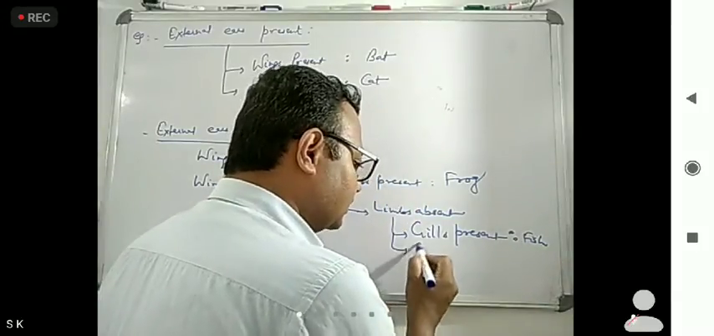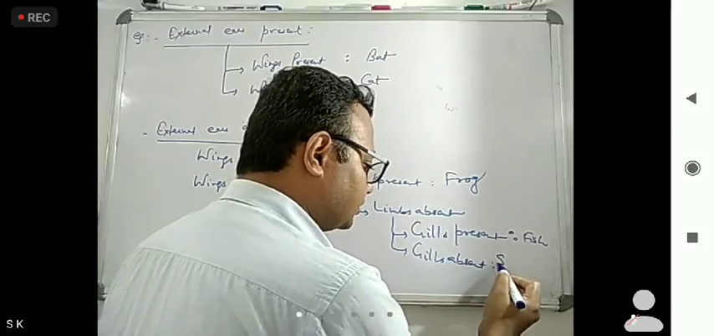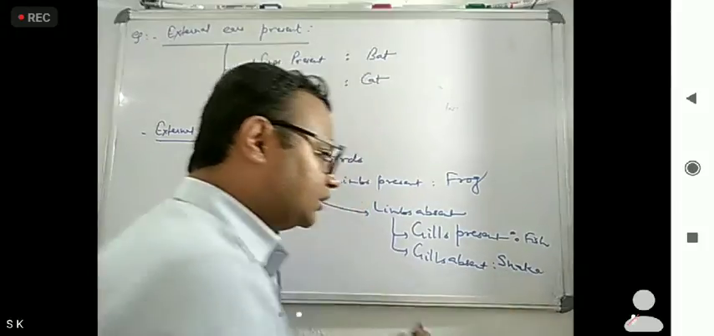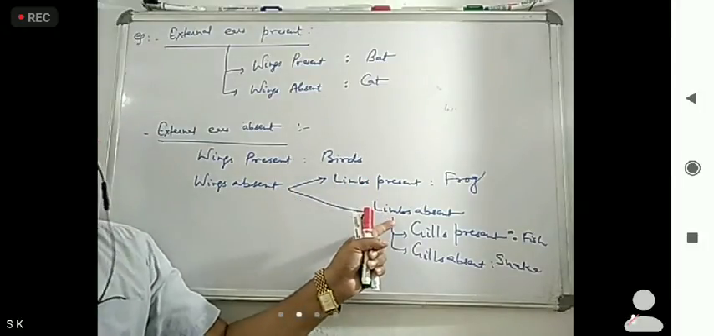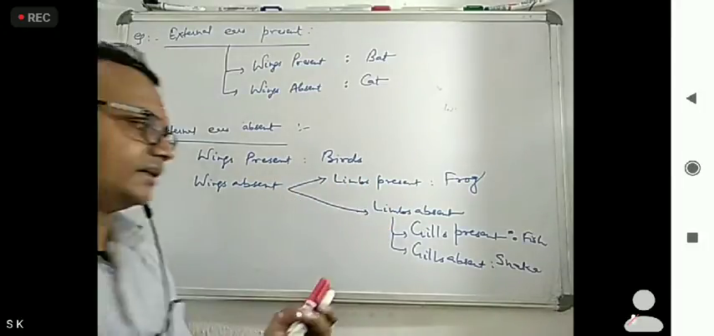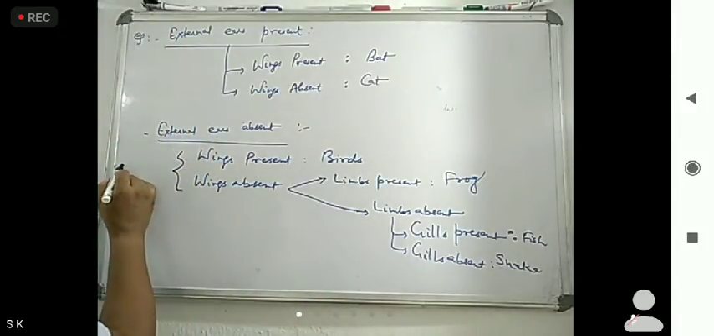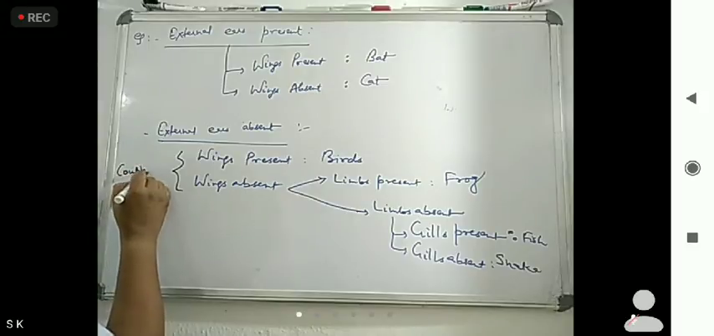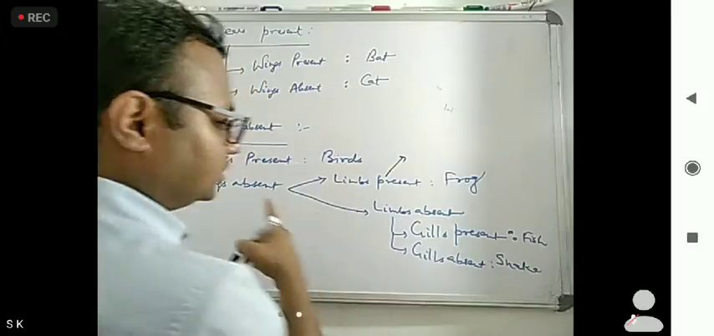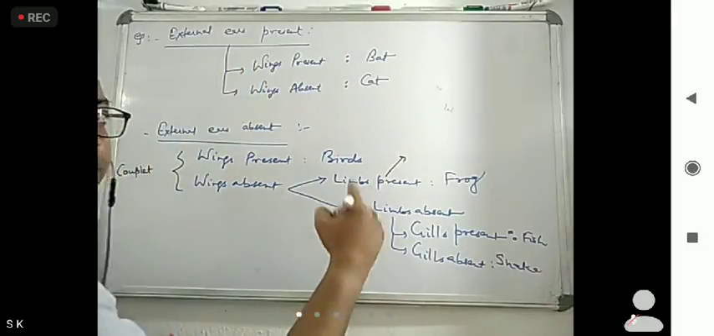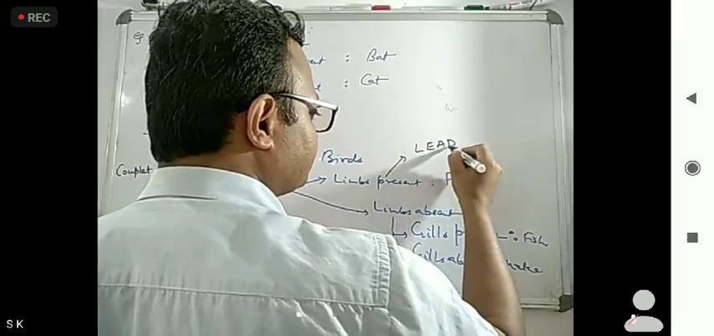And gills absent, so it is showing what? Snake. So like that you can see that every time two pairs are coming, that is known as a couplet. Okay, so these are known as what? Couplet. And every statement of each couplet gives some information, so this is known as lead.